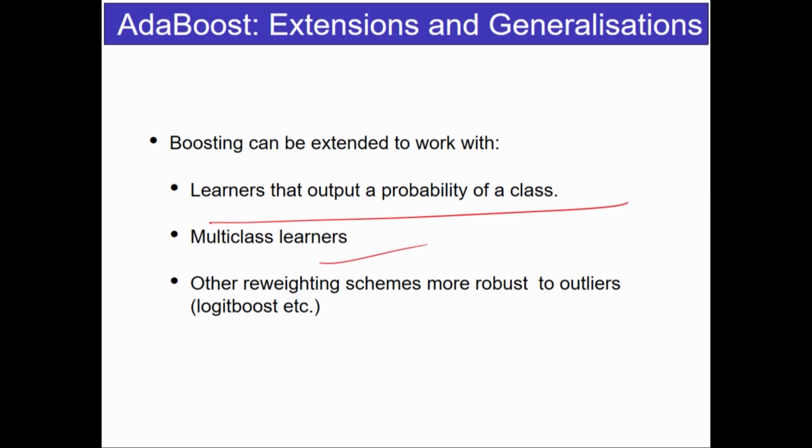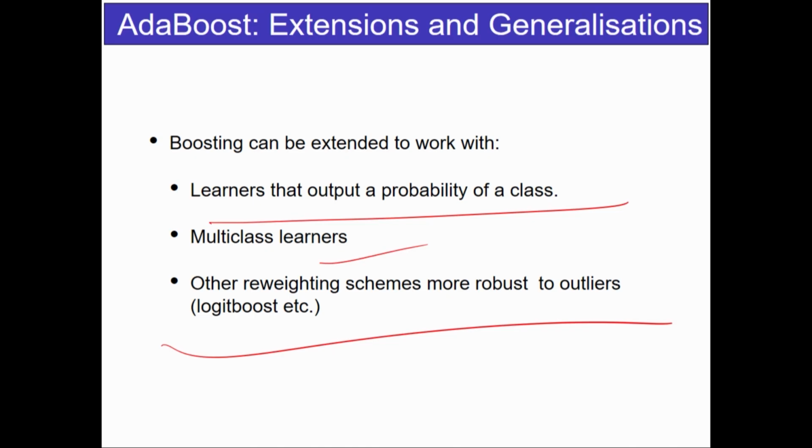It will also work with multi-class learners. This was just binary classification, but you can also have multi-class. It requires modifications, but it is possible. And there are other reweighting schemes. The problem generally with AdaBoost is that it is not very robust to outliers. I'm not defining what outliers are now, but it's a problem that you will encounter, and there are other reweighting schemes.